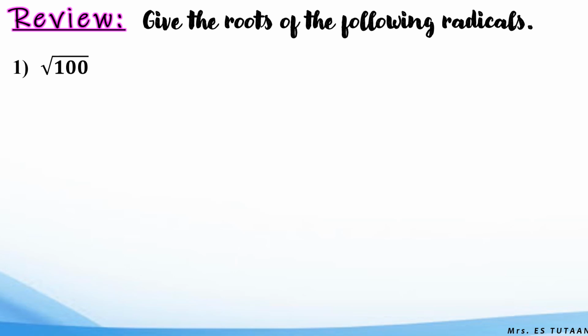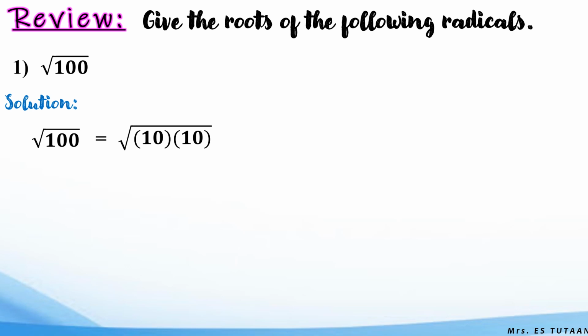Let's do first a short review on how to get the roots of radicals. So number 1, square root of 100. To get the roots of the square root of 100, we will have the factors of 100, which is when you multiply to itself will give you 100. So we have the square root of 10 times 10. So 10 times 10 is 100.